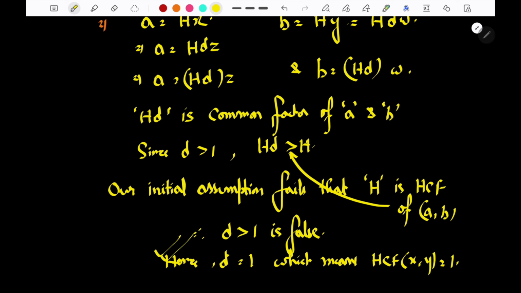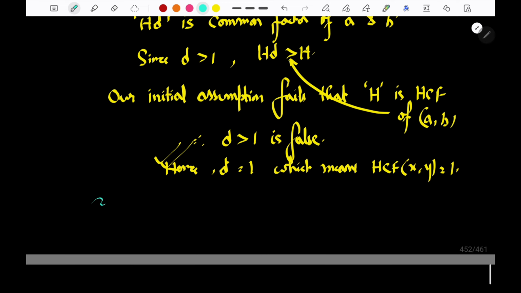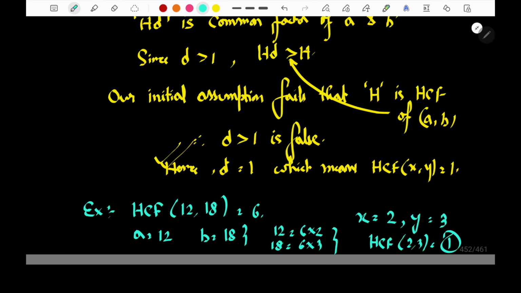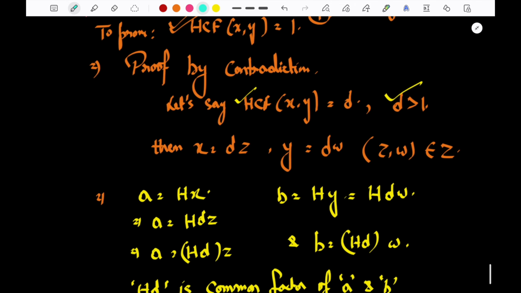Okay, done. If you did not understand, let's take one example. Now HCF of 12 comma 18, we know, is 6. So here A is 12 and B is 18. Then 12 can be written as 6 into 2 and 18 can be written as 6 into 3. Yes or no? Now x is 2 here and y is 3 here. So HCF of 2 comma 3 is 1. So 2 and 3 are co-prime. Done. That is the statement. Next. So the properties are over.